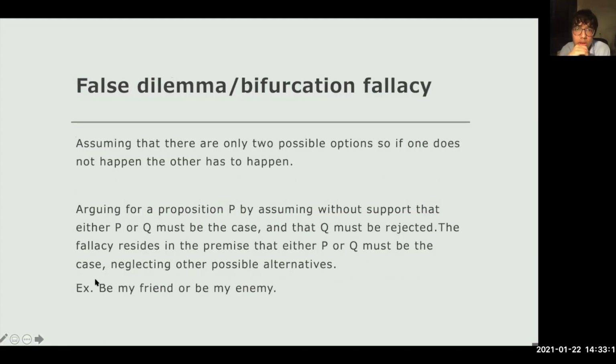Okay. False dilemma, bifurcation fallacy. Assuming that there are only two possible options. So if one does not happen, then the other has to happen. False dilemma fallacy is assuming that there are only two different ways something could go. Arguing for proposition P by assuming without support that either P or Q must be the case. If P is not the case, then Q must be the case. If Q is not the case, then P must be the case. There's no middle ground. There's no third option. That's a very common fallacy.